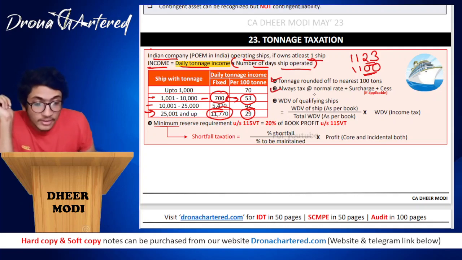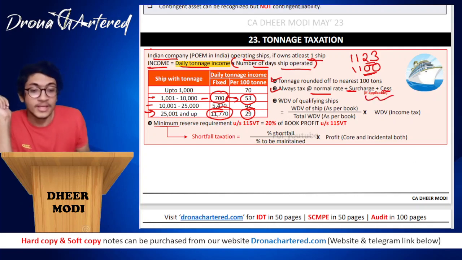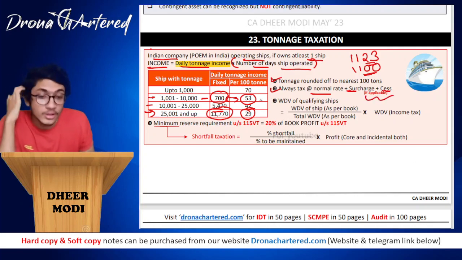Now, tax will be at the normal rate plus surcharge plus cess, of course if applicable, that is, whatever the rate that has been defined for companies.